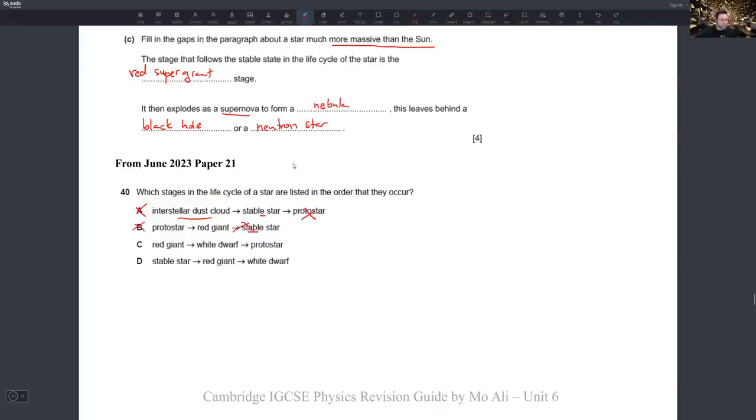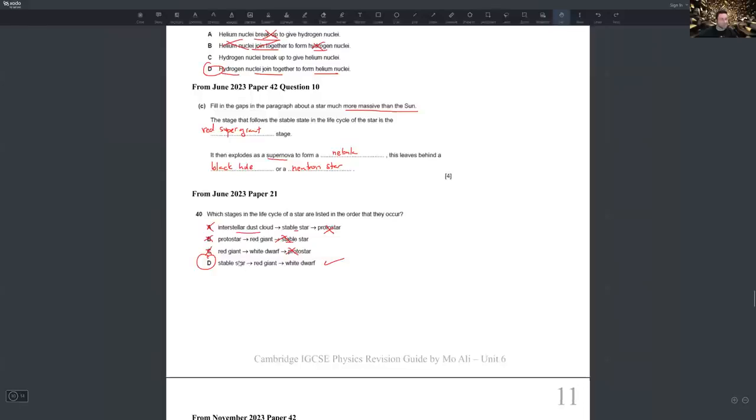Red giant, then white dwarf, then protostar? It was going so well. It was red giant and then white dwarf, right. Protostar at the end, no. So obviously D, but let's check: stable star, red giant, white dwarf? Yes. Did he skip a few steps in the middle? Maybe. Or not. It doesn't matter. What matters is that the order is correct.